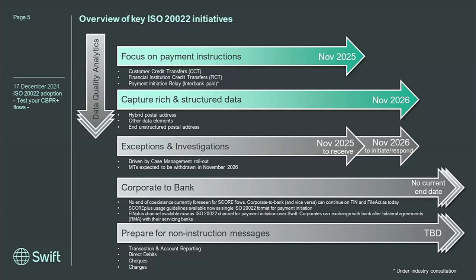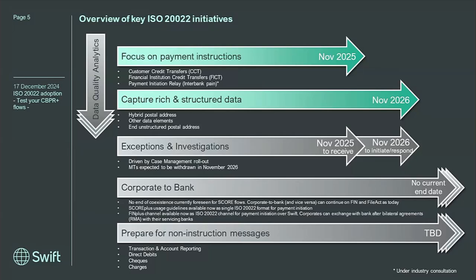Now, the remaining two swim lanes on this slide are for the non-instruction messages and for the corporate to bank flows. So first of all, non-instruction messages, those are other than the payment instruction messages. So your reporting messages, statements, checks, direct debits, charges, they will be supported after November 2025 in order to allow you to focus your migration on the payment instruction messages.